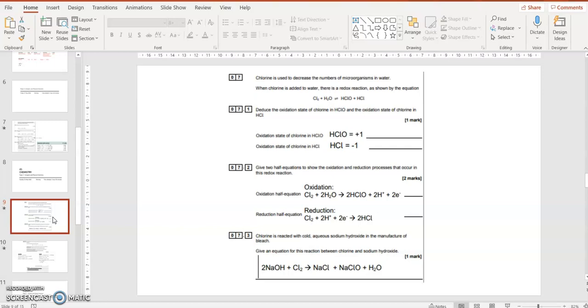Chlorine is reacted with cold aqueous sodium hydroxide in the manufacture of bleach. Give the equation for this. This is just learning. 2NaOH and Cl2 makes NaCl, NaClO and H2O. So we had that in the introduction video.